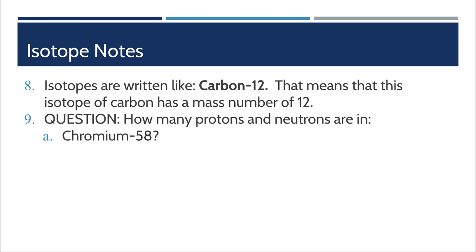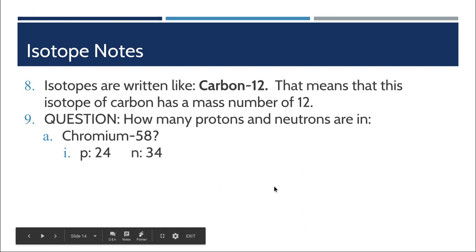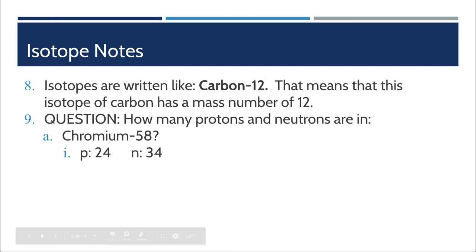Chromium is Cr. Okay. So if we look at chromium, it's going to have 24 protons, and you know that because of the little number in the corner, that atomic number. And then it's going to have 34 neutrons because what we did was we took 58, which is the mass number, subtracted the protons, and then that left you with 34 neutrons.